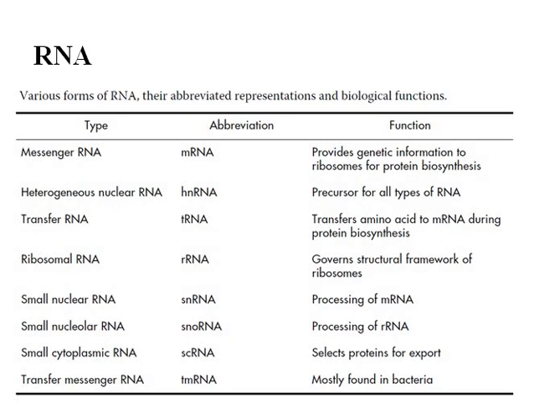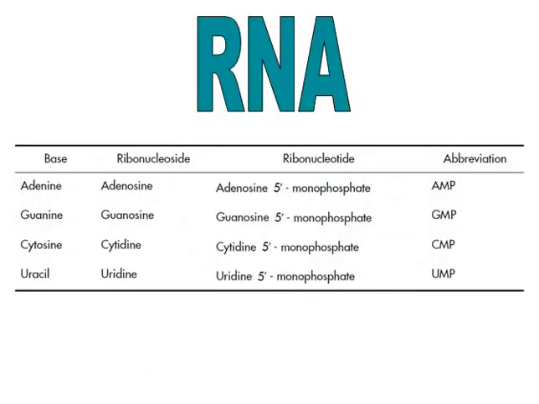But in general, they have a different sugar, they have uracil instead of thymine, and they have a single strand. In this case, the bases would be adenine, guanine, cytosine, and uracil, and the nucleotides, which are now called ribonucleotides, would be named adenosine 5' monophosphate, guanosine 5' monophosphate, cytidine 5' monophosphate, and uridine 5' monophosphate. So the abbreviations would be AMP, GMP, CMP, and UMP. The D is missing because the sugar is different. It's not a deoxyribose nucleic acid. That's why the D is missing.